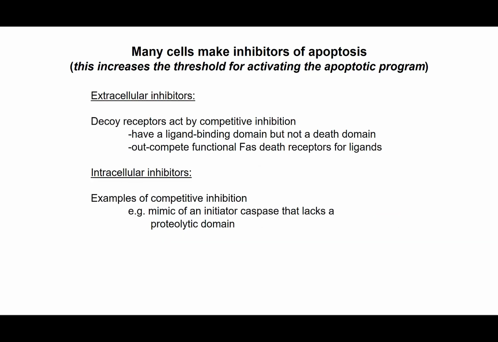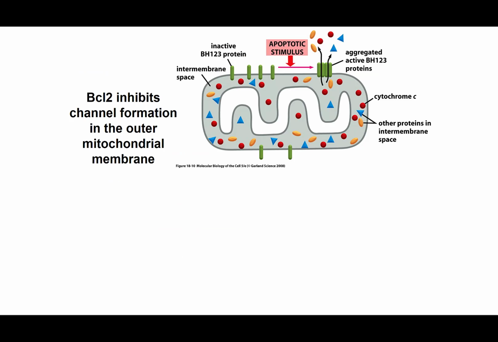There are intracellular inhibitors of apoptosis as well. Some do competitive inhibition. For example, some might mimic an initiator caspase, but lack a proteolytic domain. Other inhibitors of apoptosis simply block the apoptotic machinery. BCL2 is one of these proteins that blocks the apoptotic machinery, and it inhibits channel formation in the outer mitochondrial membrane.